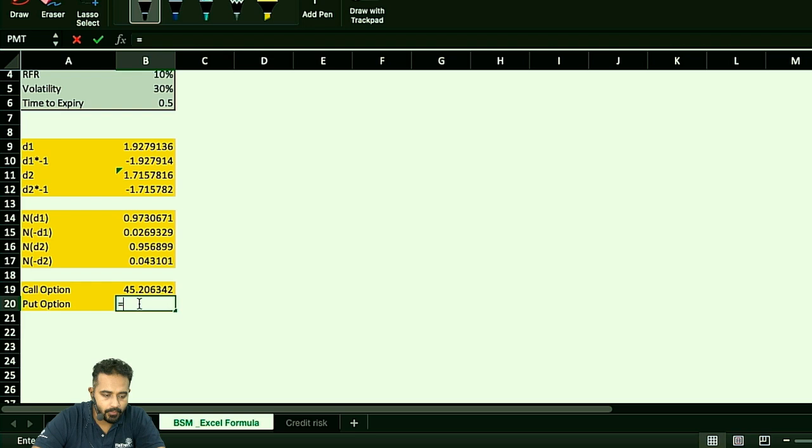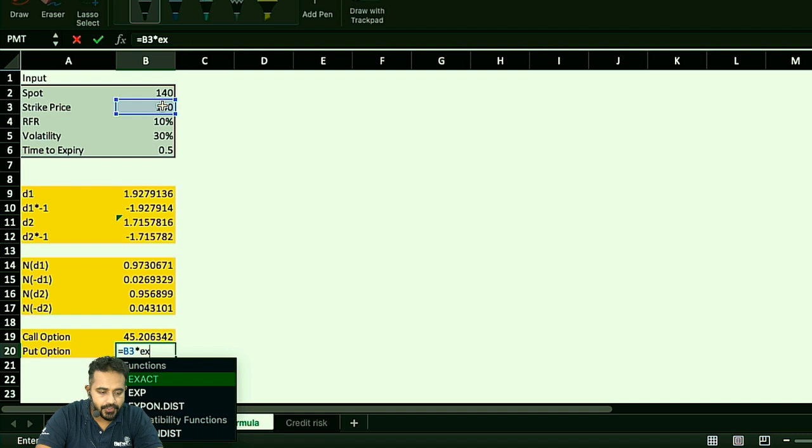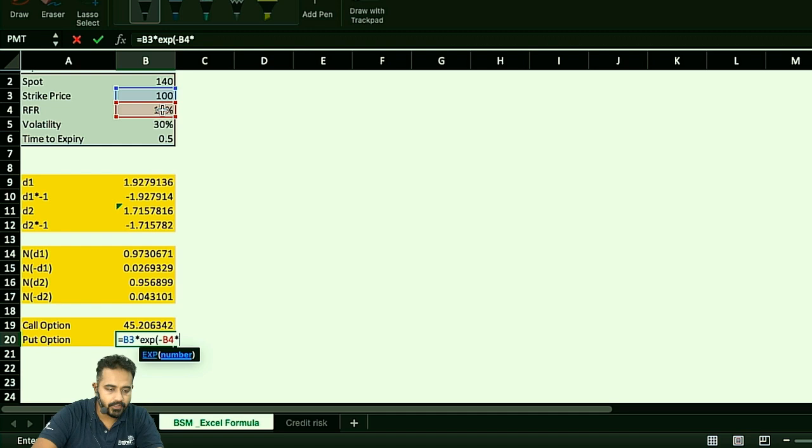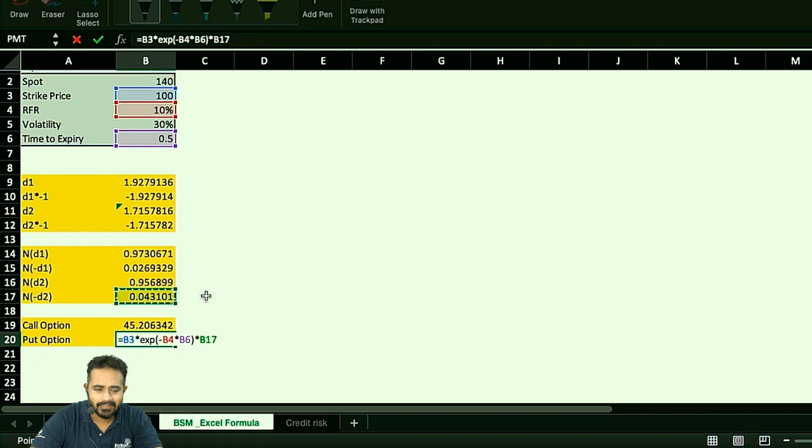So that should be equal to strike price, right, multiplied with exponential e raised to negative RFR into the time period t, multiplied with, so this is your first term, multiplied with N(negative d2). So look at N(d2), it was 95%, and N(negative d2) is that remaining 5%, right? So the total is 100.